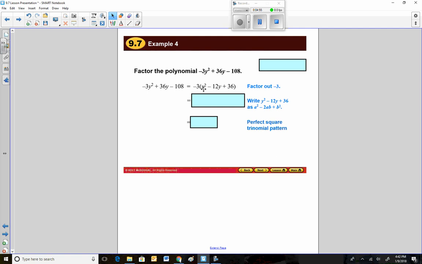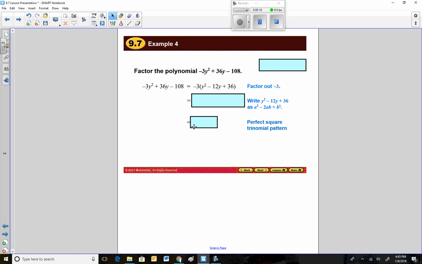When you factor out your negative 3, negative 3 times y squared gets you that. Negative 3 times negative 12 gets you the 36. And negative 3 times 36 gets you negative 108. So we've done our factoring. This is old news. We've done this last chapter. Now, look at this trinomial. Perfect square, perfect square. Okay.